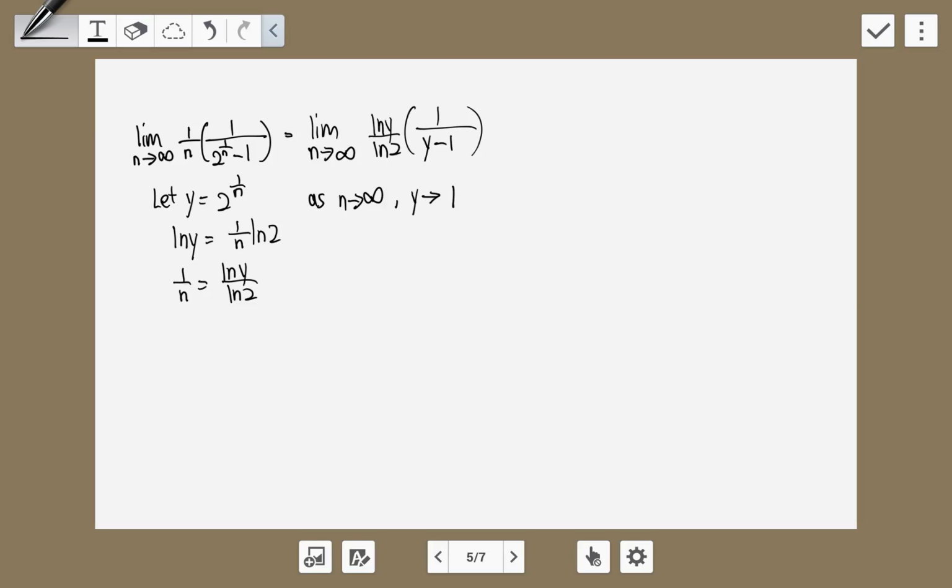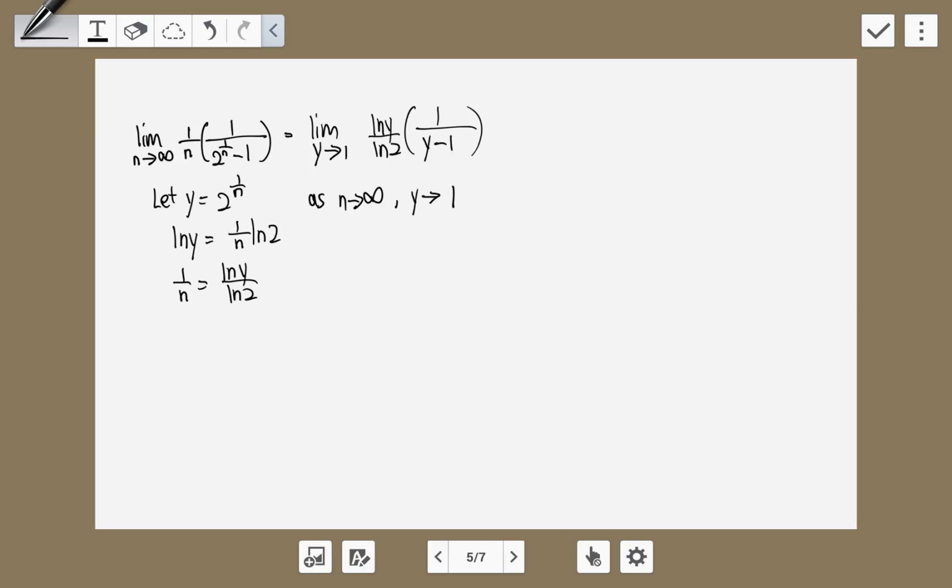Okay, so then we will have this equal to a limit. Instead of writing it all over again, I just change n approaches infinity to y approaches 1. So this limit is the same as this limit. They are equivalent because it's derived from the substitution.